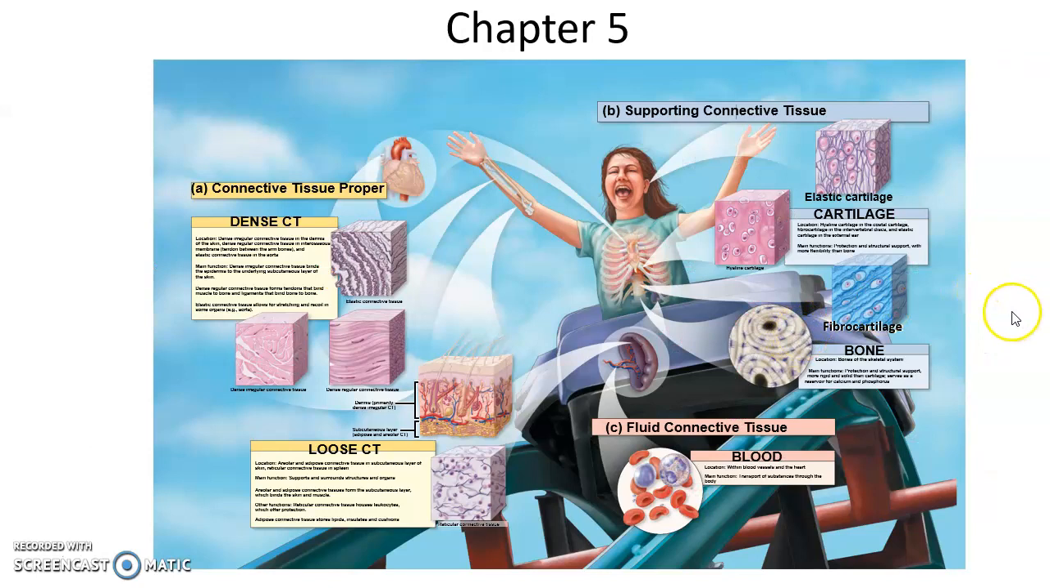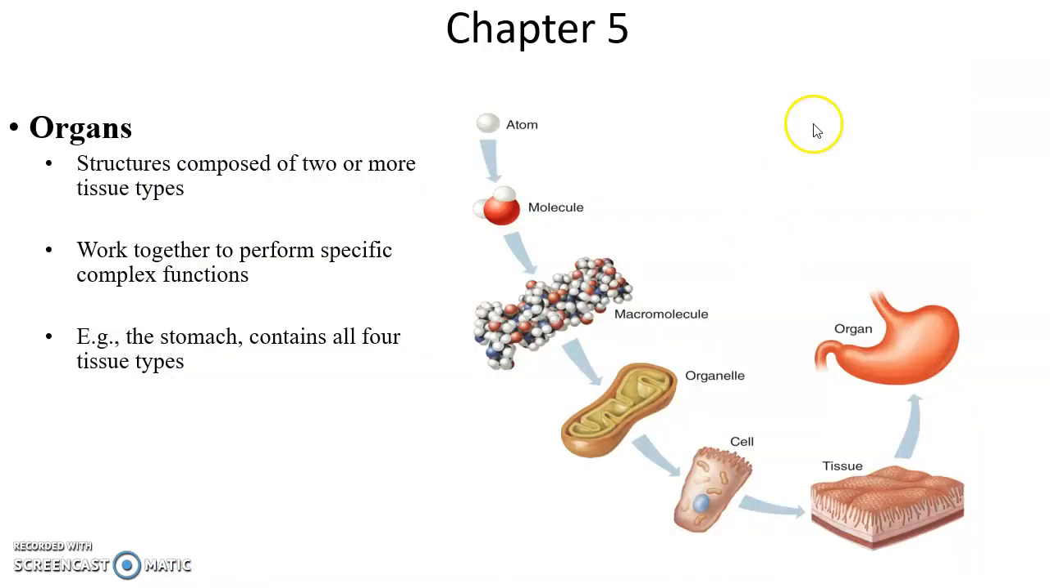So, connective tissue, very diverse, found all over the body, and extremely important. All right, organs. What makes something an organ?